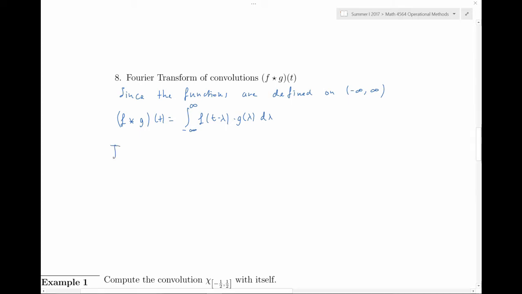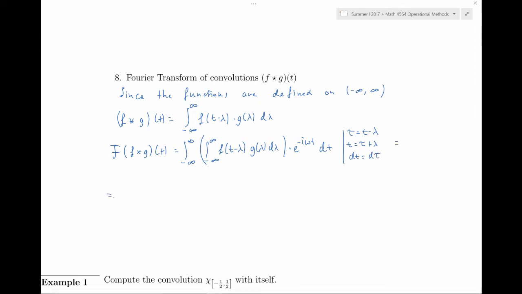By applying the Fourier transform to the convolution, we get the integral from minus infinity to infinity of the integral from minus infinity to infinity of f of t minus lambda g of lambda d lambda multiplied by e to the minus I omega t dt. And I'm going to change the variable here. I'm going to say that a variable tau is t minus lambda, therefore t is tau plus lambda, and dt equals d tau.